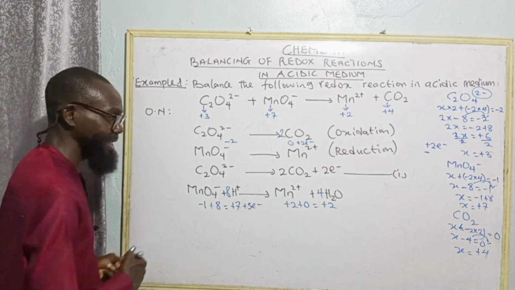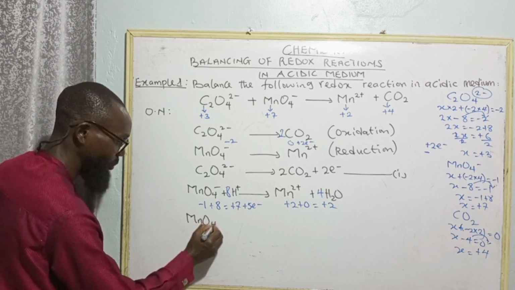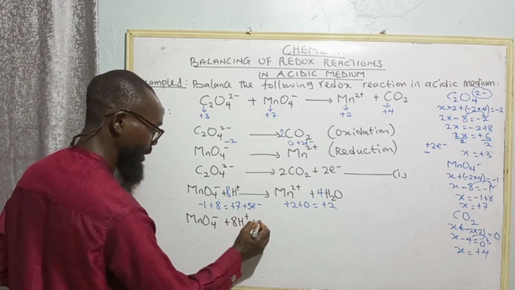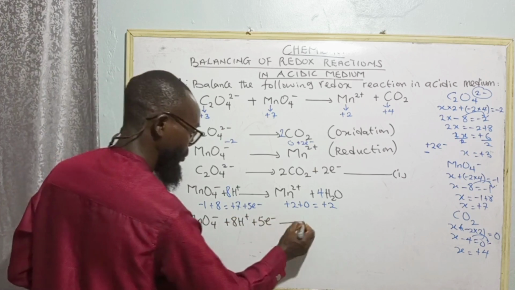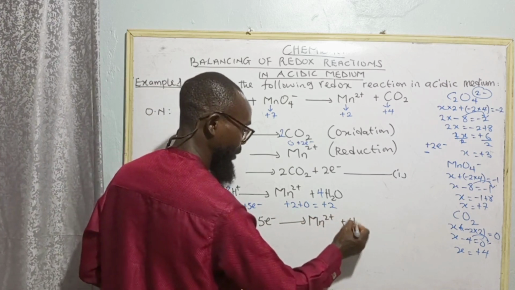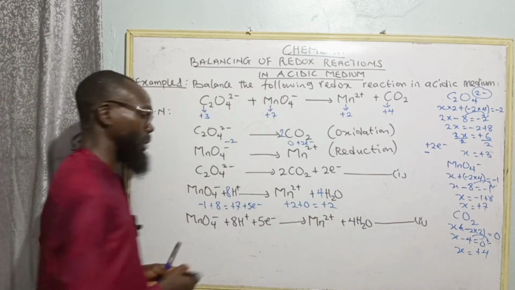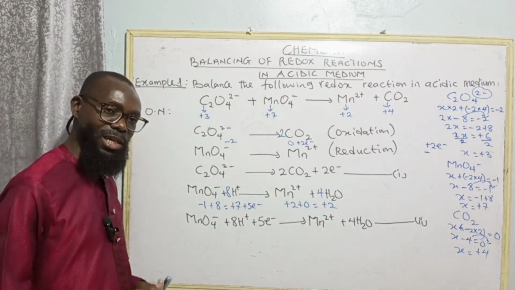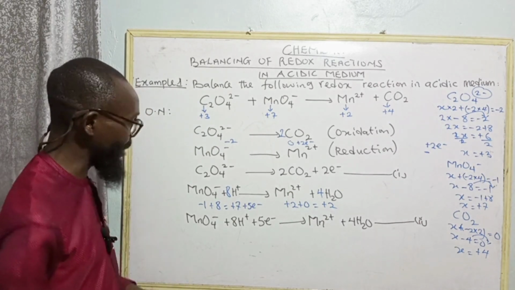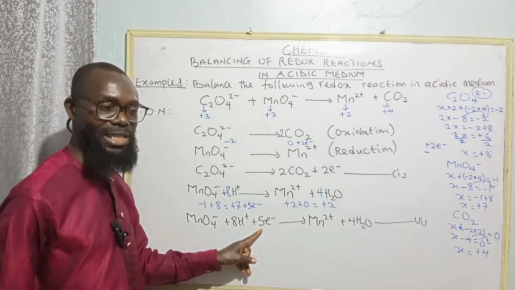So when we rewrite, we have MnO4 minus plus 8H plus 5 electrons to give us Mn2 plus 4 H2O. That is equation 2. Now, we've gotten equation 1 and equation 2. The next step now is to balance the charge. If we look at equation 1, our charge here is 2. Equation 2, our charge here is 5.